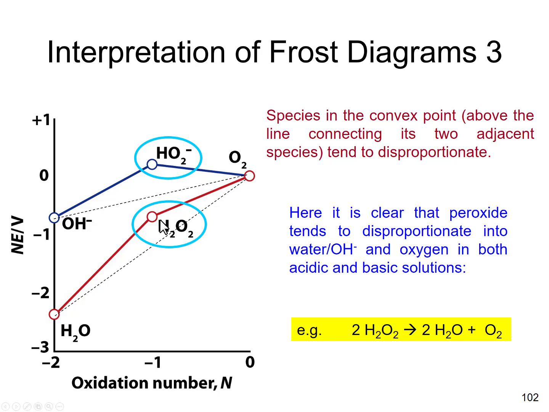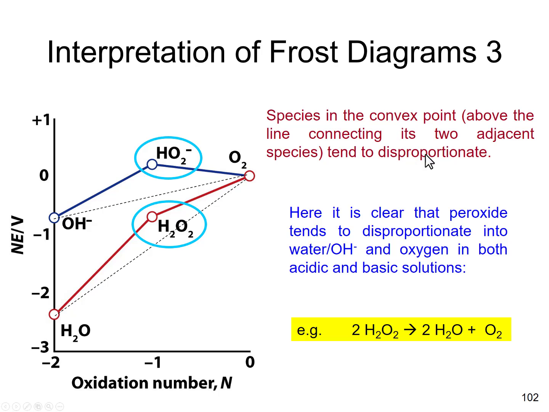In this slide, we look in more detail at the species at the convex point. You can, for example, connect the hydroxide anion with the oxygen species via this dotted line. If you do so, you can see that the peroxide anion lies above this dotted line at the convex point. Similarly, the hydrogen peroxide molecule also lies above this dotted line connecting the water molecule and the dioxygen molecule. So these two are the species located on convex points of this particular Frost diagram.